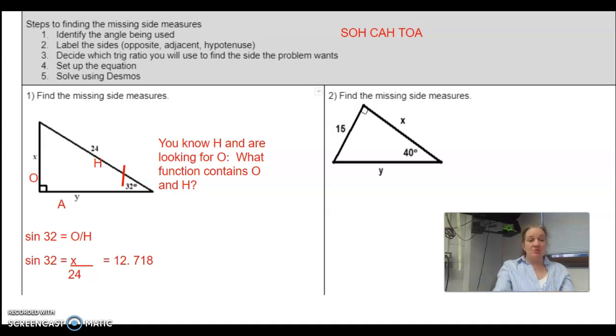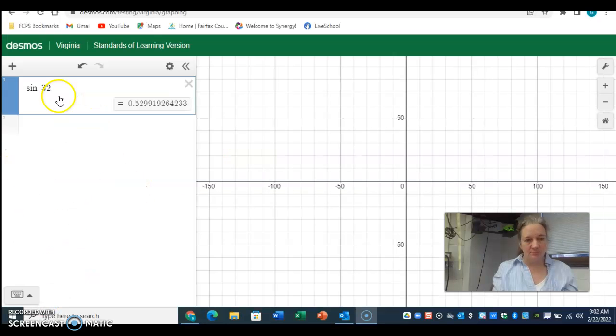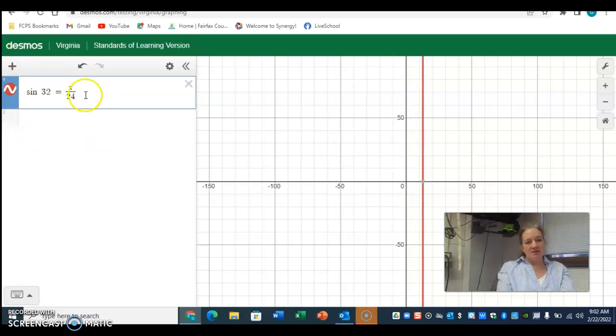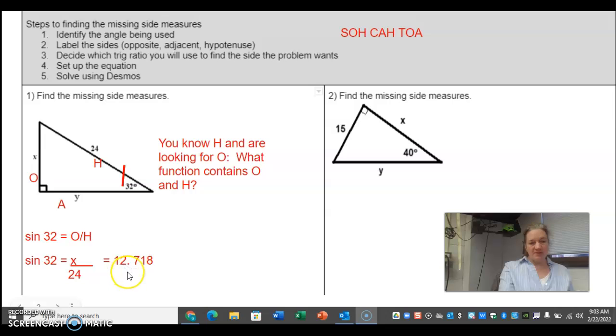Then I just plug that into Desmos. I will show you how to do that. So I have the sine of 32 equals X divided by 24. As long as the X is on the top, my dot comes up and it's 12.718. Yes, write it all the way out. What that means is that with these angles, this side that I've been looking for is 12.718. So I'm going to write 12.718. So if this side is 24 and this angle is 32, this side must be 12.718 units.